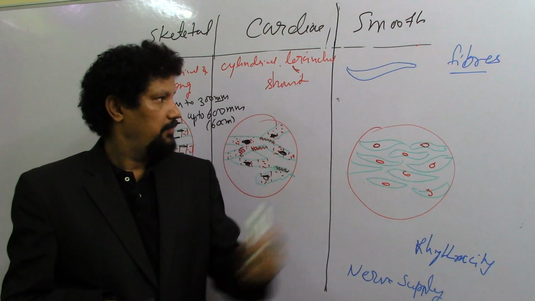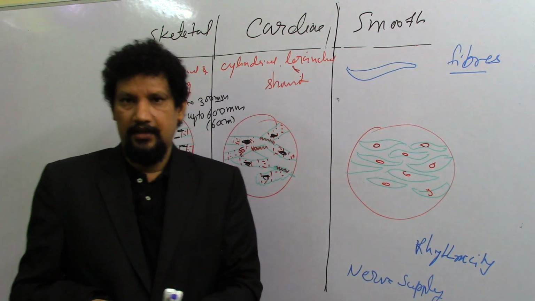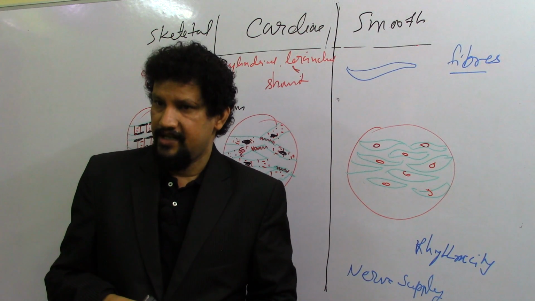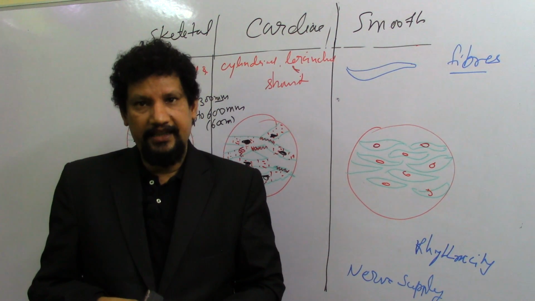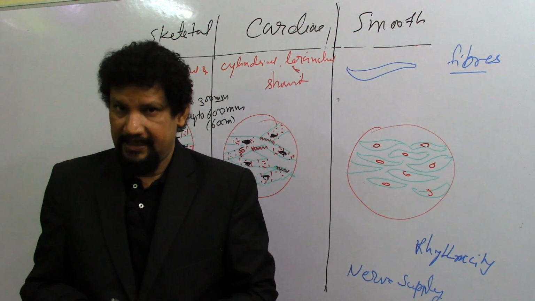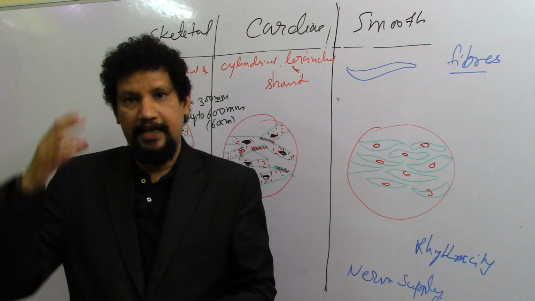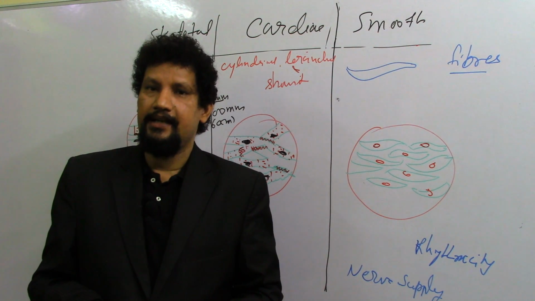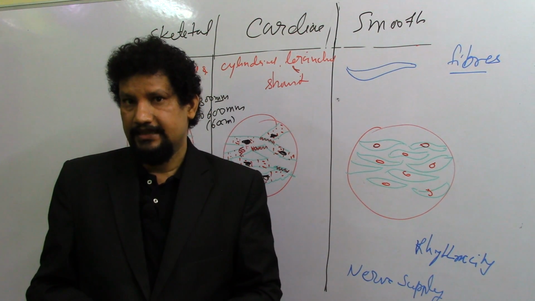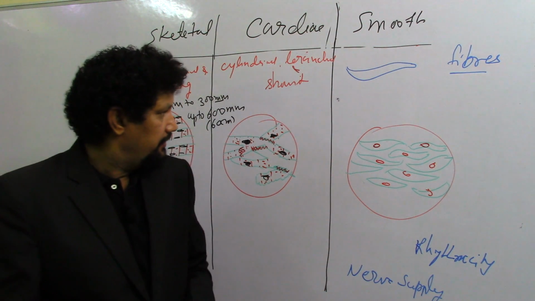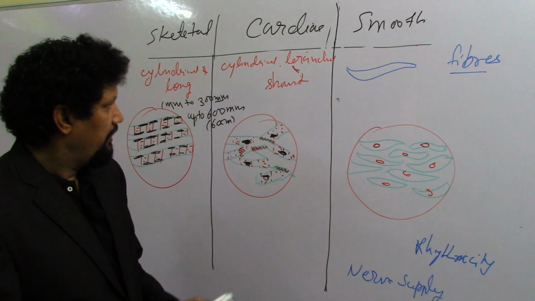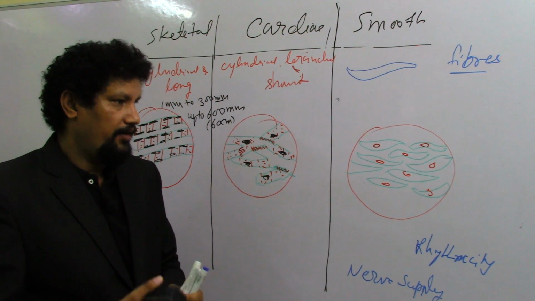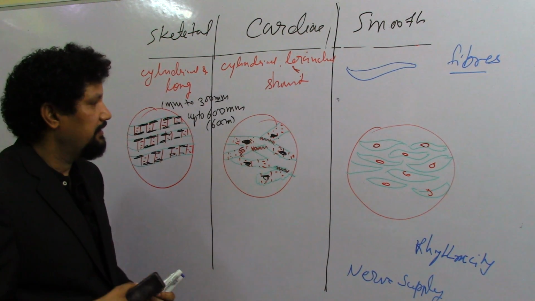So these are supplied by the autonomic nervous system. These smooth muscles are also supplied by the autonomic nervous system, that is the postganglionic sympathetic and the postganglionic parasympathetic from the craniosacral outflow in case of parasympathetic and the thoracolumbar outflow in case of the sympathetic nervous supply. So this is also a major difference in the nerve supply of all three muscles.